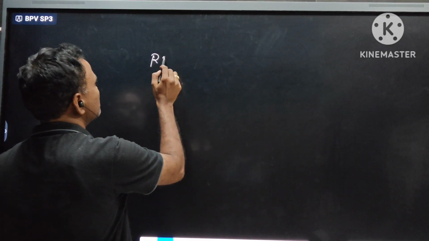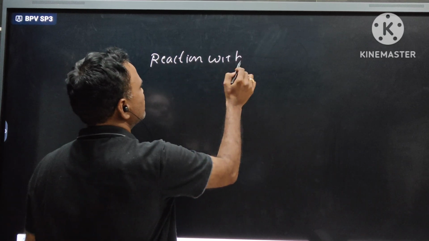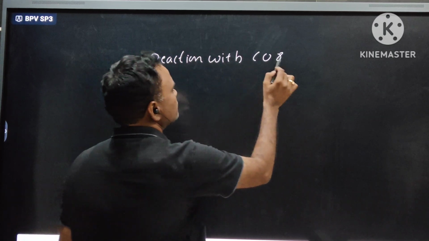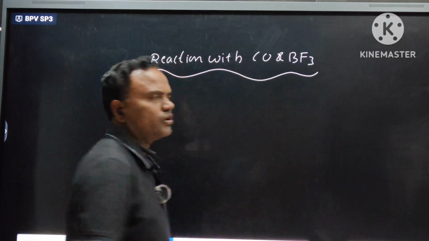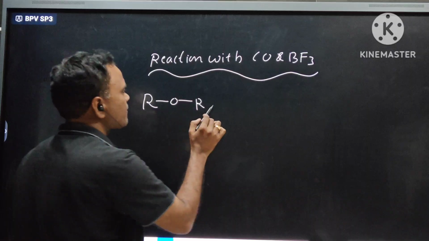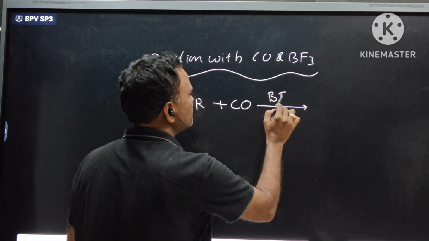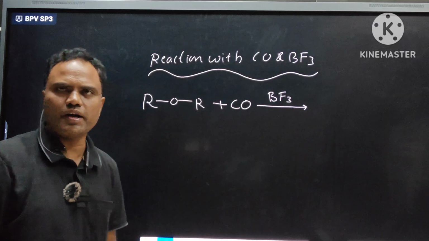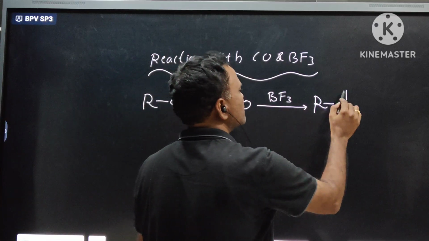Next, last reaction, then we'll go with the phenols. Reaction with CO plus BF3, carbon monoxide and boron trifluoride. See, when ether is treated with carbon monoxide CO in the presence of BF3, boron trifluoride, remember, ester formation takes place. Ester is formed.